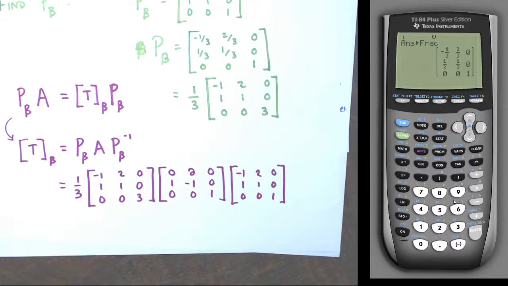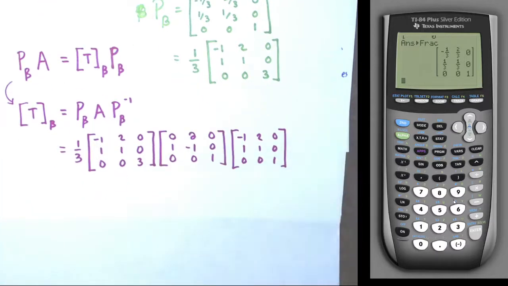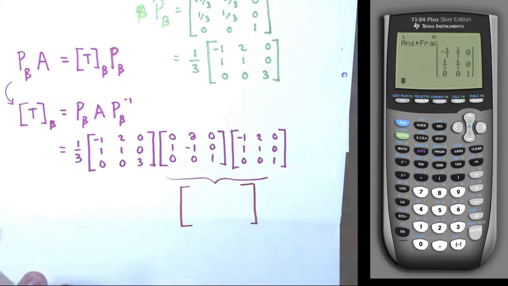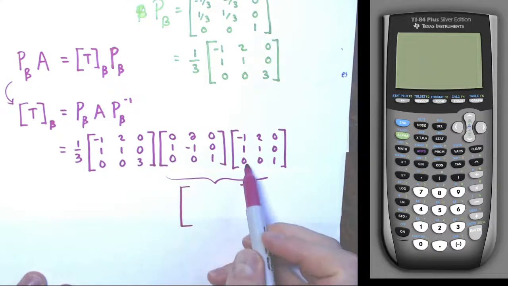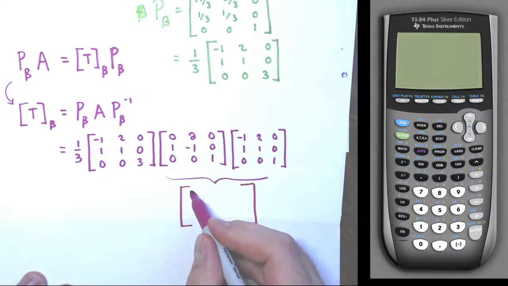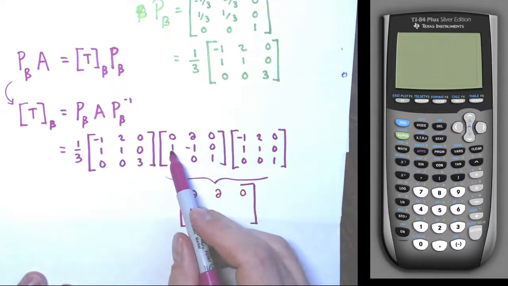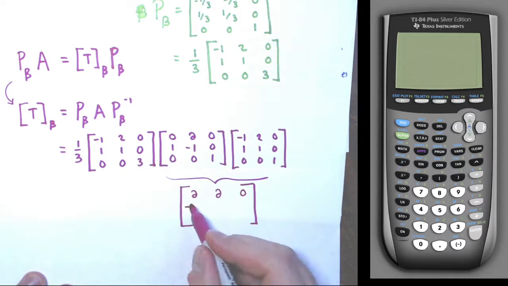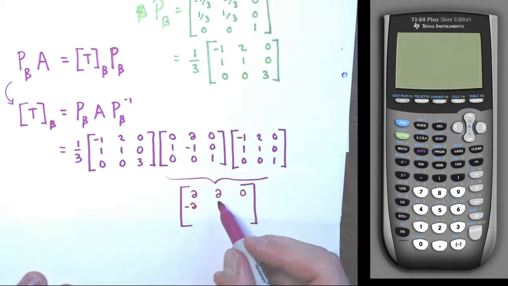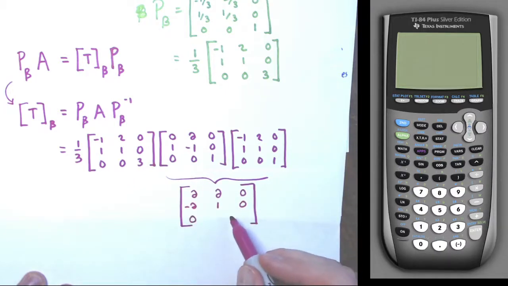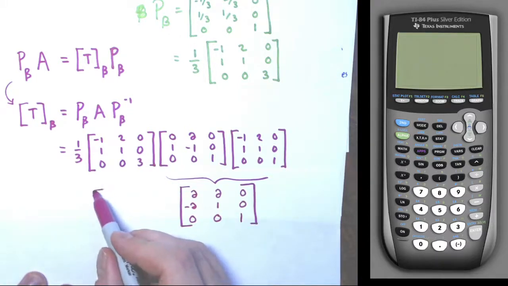So in multiplying this stuff, I'll do these two first, and get another 3x3. So I'd get 2, 2, 0, then negative 1, minus 1, negative 2, 2 minus 1 is 1, and 0, 0, 0, 0, 0, 0, and 0, 0, 1. And then multiplying that by this.